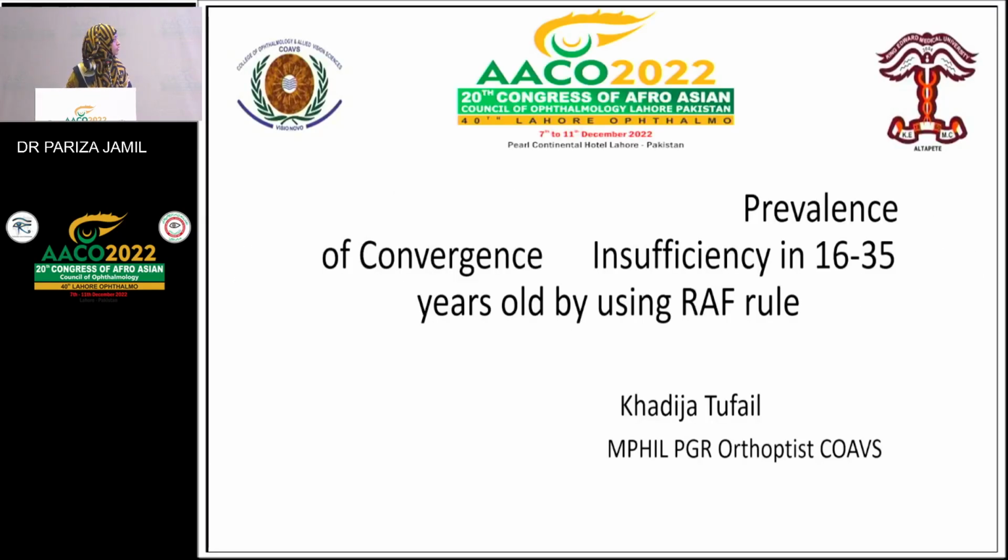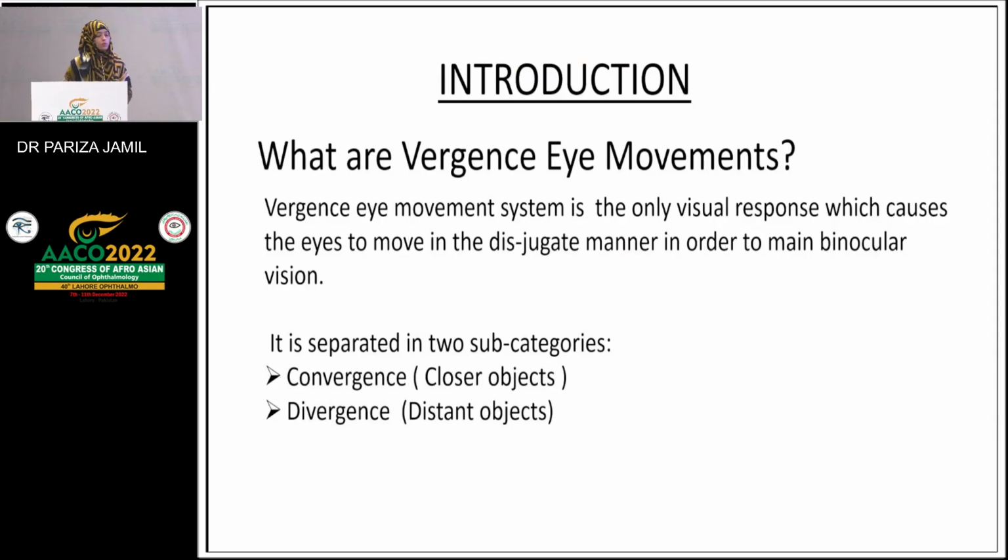Bismillahirrahmanirrahim. Today my topic of discussion is prevalence of convergence insufficiency in 16 to 35 years old patients by using RAF rule. Convergence eye movements are the only visual response which causes our eyes to move in a disjugate manner in order to maintain binocular single vision. It has two subcategories which are convergence and divergence.